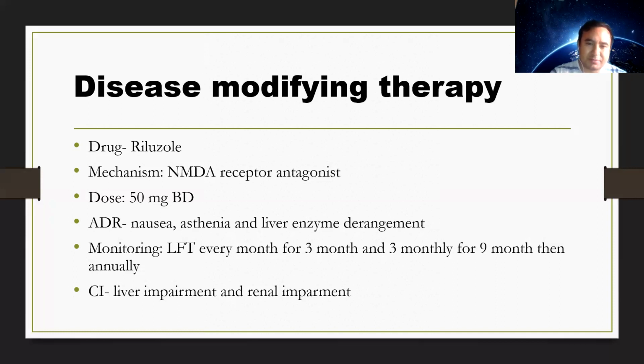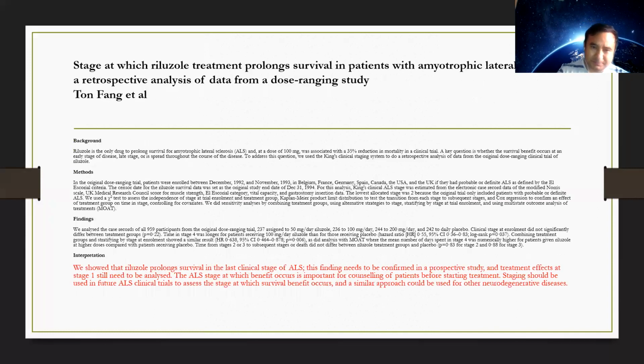Let us see the evidence for riluzole. This is the study by Tong Fang et al. They have done a retrospective analysis, in which they have shown that riluzole basically works best in the late clinical stage of ALS. Okay, so when you are diagnosing MND, it will work even in the late stage.